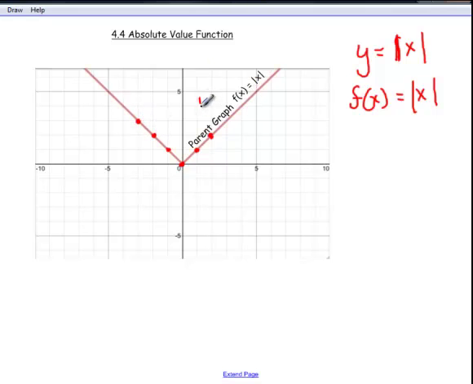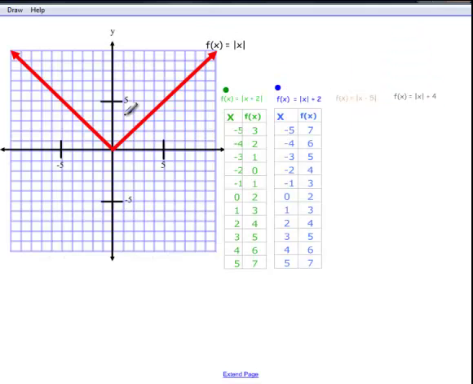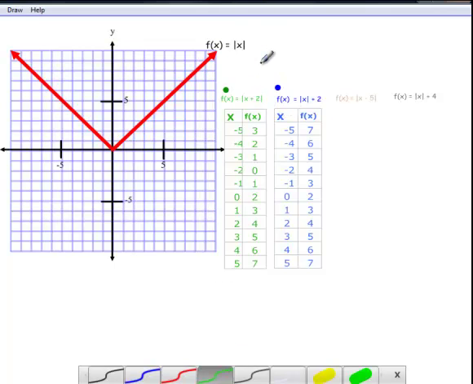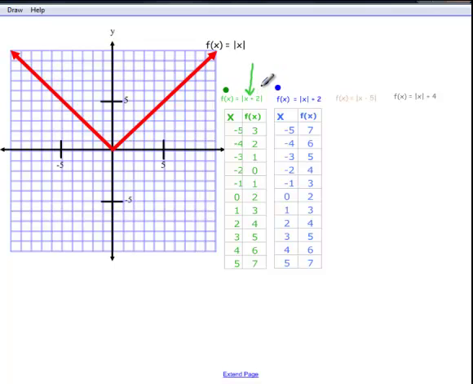So this word right here, parent graph, I use that a lot. This is mama. And we're going to study mama and her babies today. So what does that mean? Let's look. Okay, here's the first baby graph that we're going to look at. This green one right here.